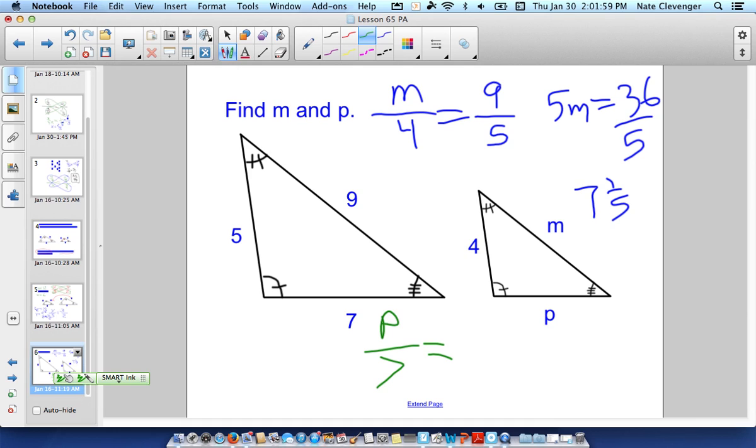Is p related to 5? No, it's related to 7, so it's not going to be related to these other two. We've got to go to the triangle that it's a part of. 4. Camo, what are we going to put on bottom then? 5. Okay.